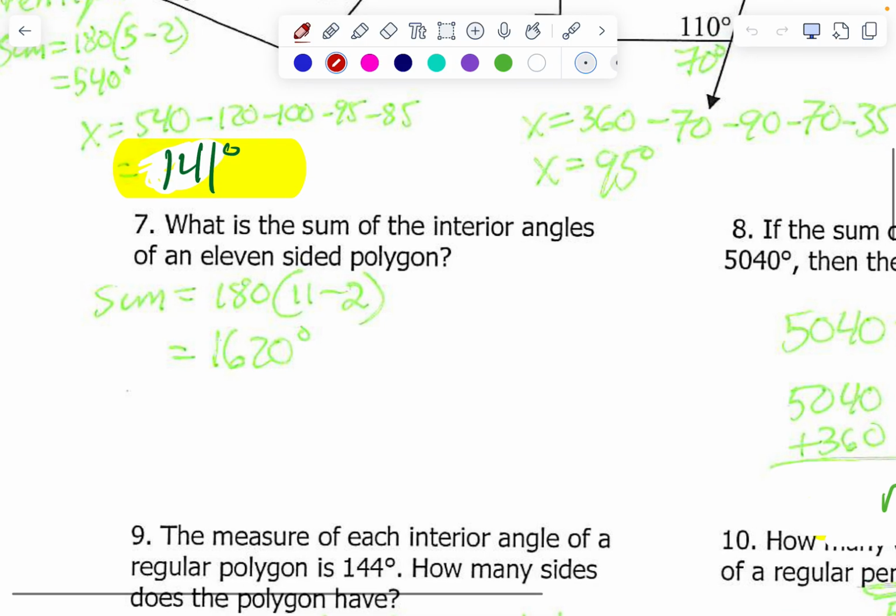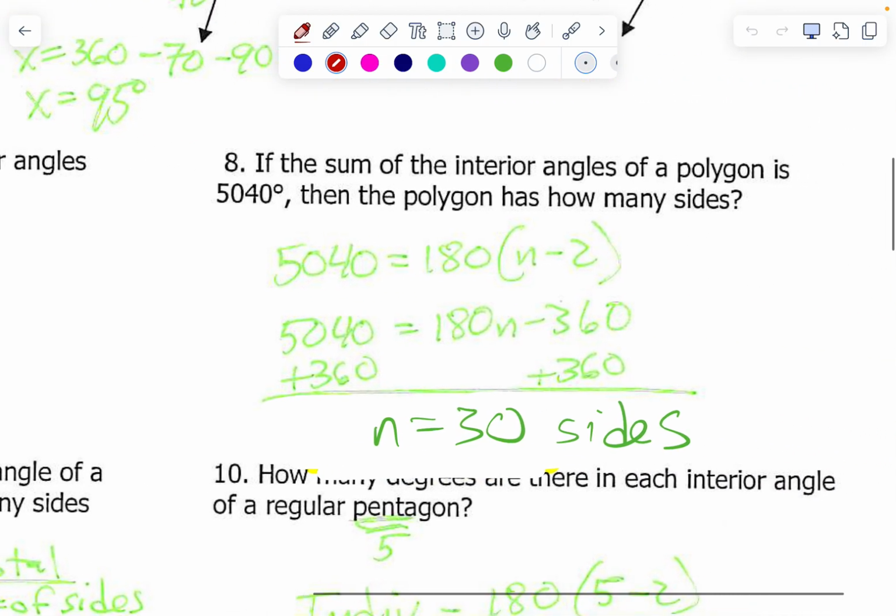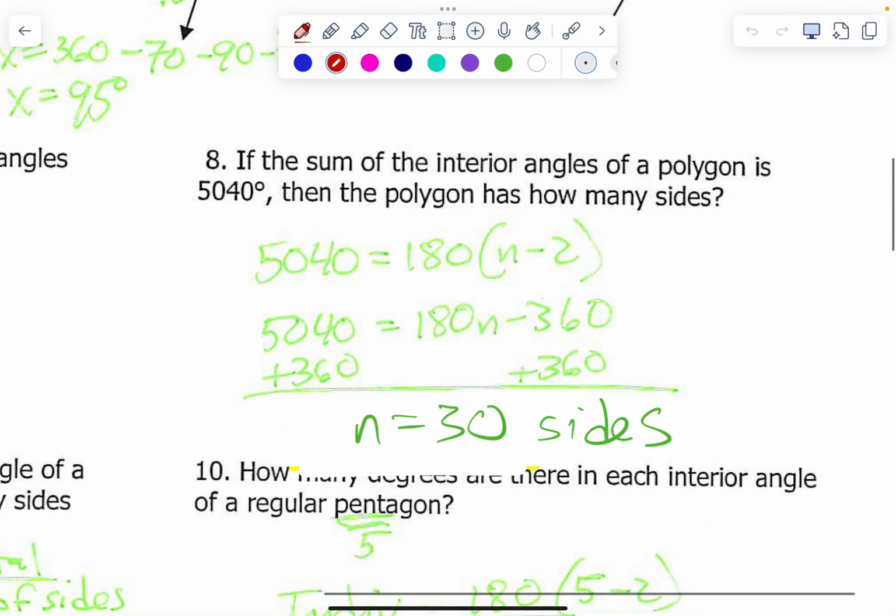Total of the interior. Number 8, now it's giving you the sum of the interior angles and asking you how many sides. So this time we plug in on the other side of our equation and solve for n. And we end up with 30 sides once we do that. Now, in this one, I distributed the 180 and then added 360 and divided by 180 at the end. We, in our example in the notes, divided by 180 first and then added 2. So either way is fine.